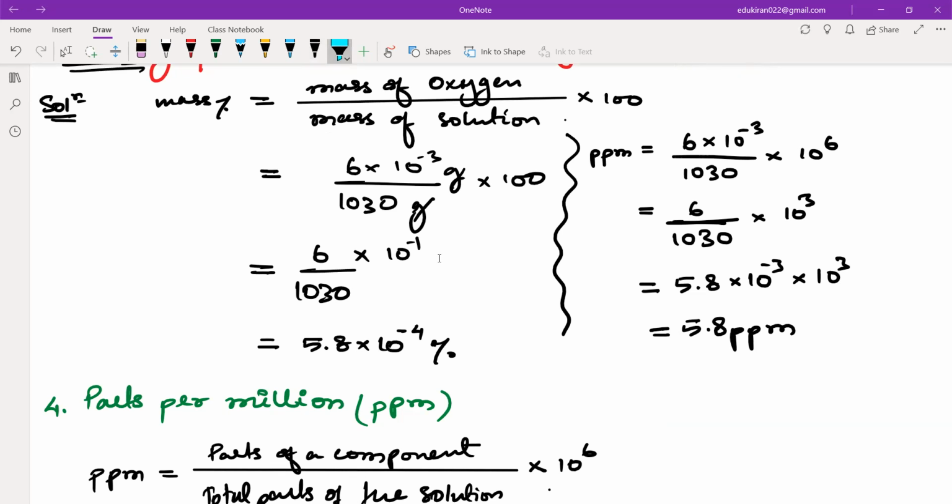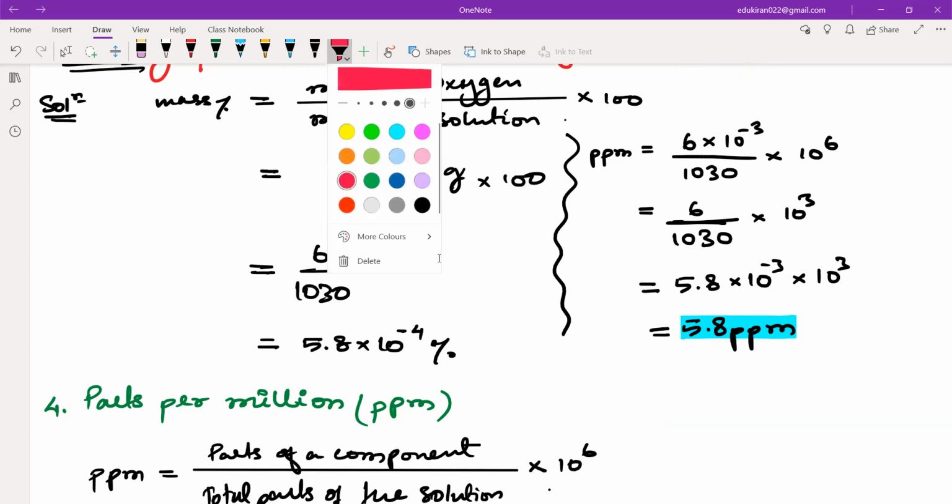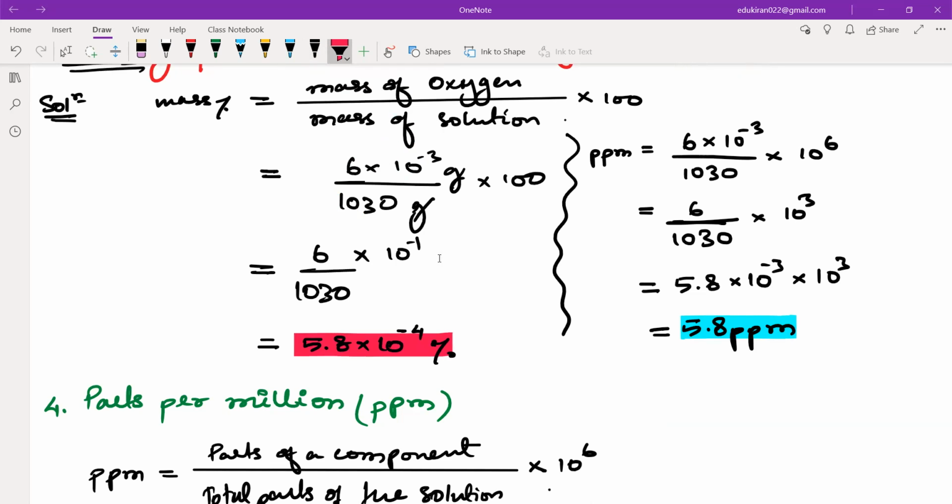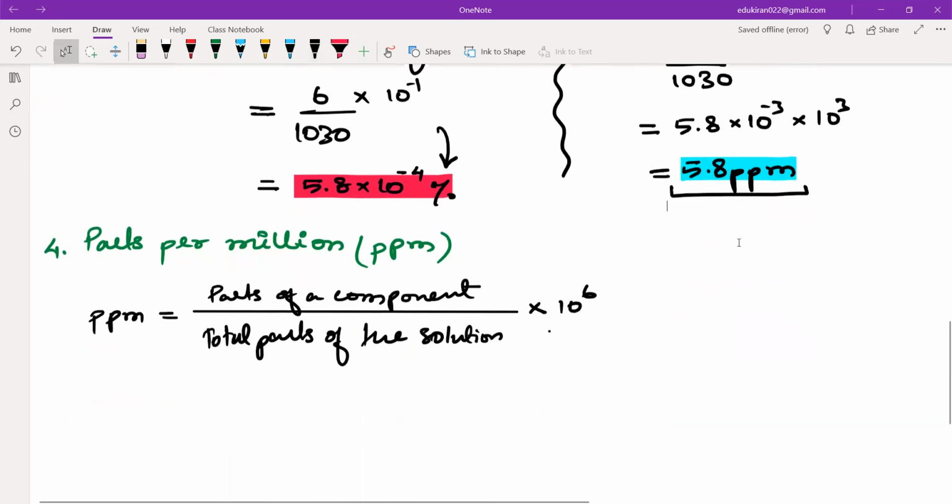Now I hope you all can see that this ppm statement is making more sense than the percentage statement. Yes or no? 5.8 ppm is more comprehensible if you understand what ppm is. Even though you understand what percentage is, it is not very comprehensible. This is more humanly comprehensible, parts per million, and that is why this question can also be asked directly: what is the concentration term used when you have solute which is present in very minute amount? So you will tick on parts per million.